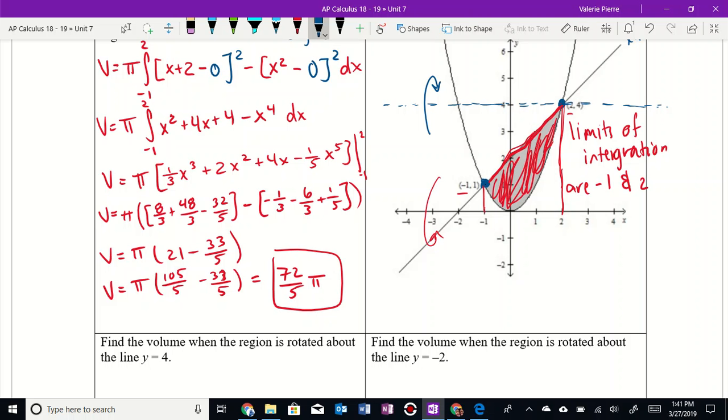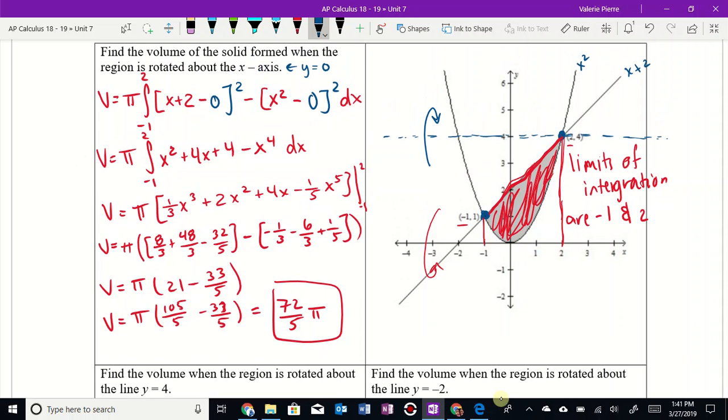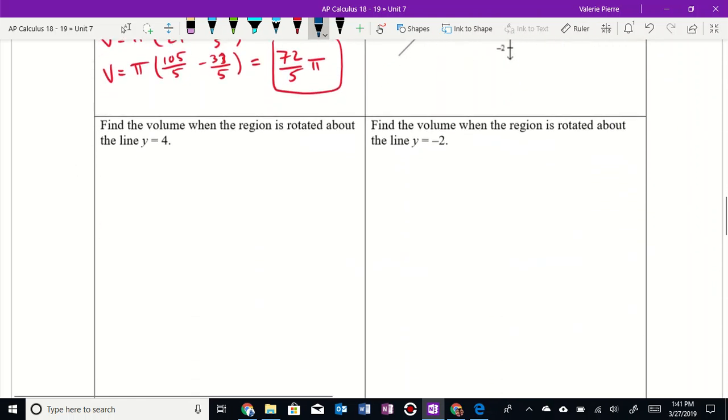Okay, so here our inner and outer functions are different, right? Our inner function now is the function closest to my axis of symmetry. So that would be the x plus 2 function, and our outer function is x squared, because that's the curve farthest from our axis of symmetry.